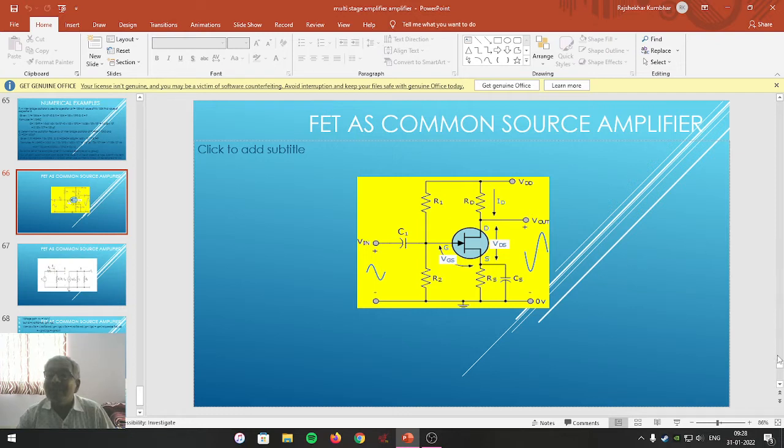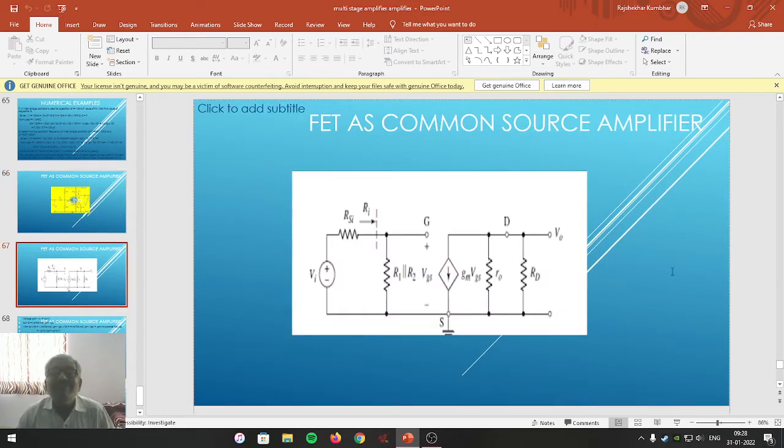To undergo its analysis, we have to consider its small signal equivalent model, where the FET is replaced by its equivalent model, whereas the rest of the components are maintained as they are. So here is the input voltage that is applied, which we already see. This is its internal source resistance. This one is R1 parallel to R2, that forms a voltage divider arrangement. It is also called RG, that is gate resistance.